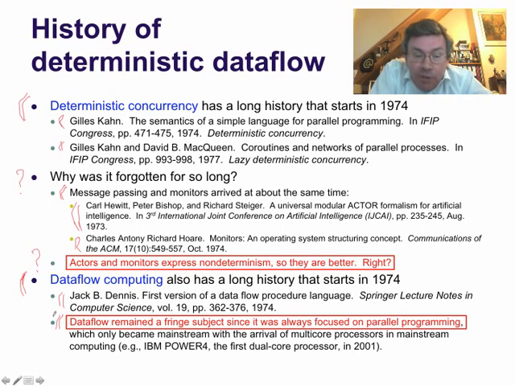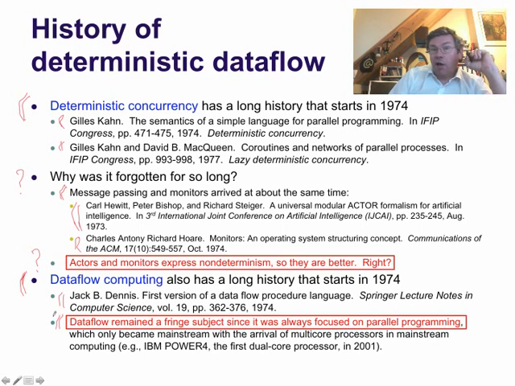Parallel programming was a fringe subject until the multi-core processors in the early 2000s, the IBM Power 4, for example, in 2001. So data flow is starting to come into its own now, especially also on cloud computing. Deterministic concurrency maybe should not be forgotten anymore. Maybe it should be brought back into the center.